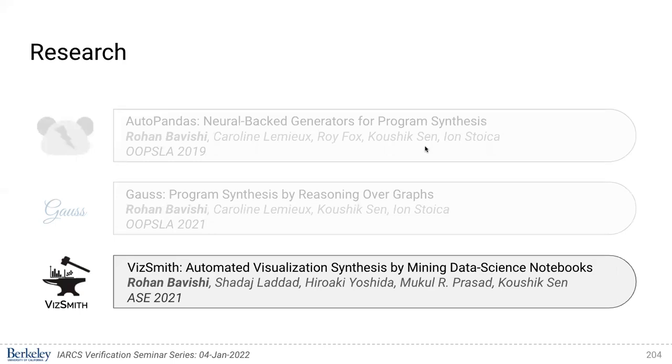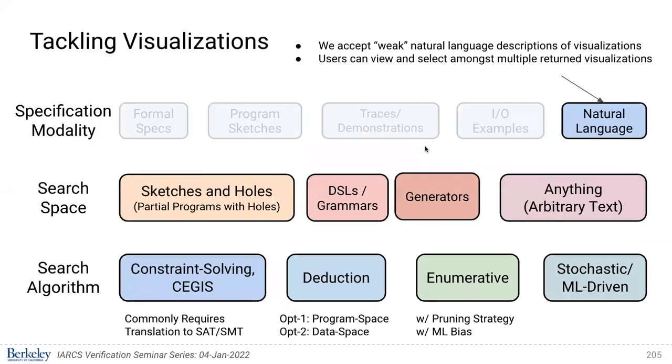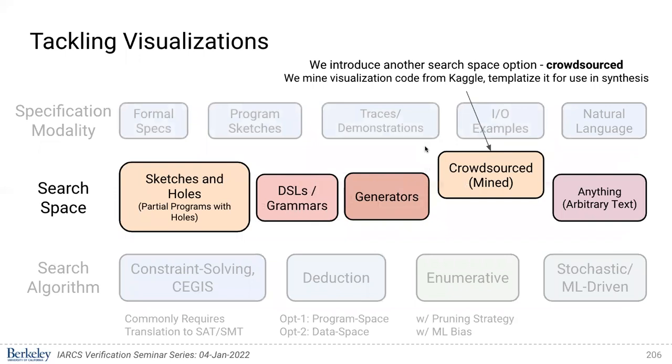So with Vismith, our third paper, because we had to deal with weak specifications, we started accepting natural language descriptions, where users can view and select amongst multiple returned visualizations. But the big thing here was that we introduced another search space option, crowdsourcing. We mined visualization code from Kaggle, templatized it, and created a database for use in synthesis. So now the search space was crowdsourced, in the sense that whatever users have done on platforms such as Kaggle is fair game, and you can create visualizations using that. The insight here is: let's just use what people have done in the past.